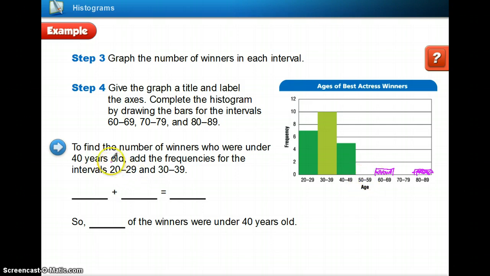And then the question was, how many were under 40 years old? So we have to look at, again, the first two bars, because it's 30 to 39 and 20 to 29. These are all under the age of 40. And we add 7 plus 10, and we'll get 17. There were 17 winners that were under the age of 40.